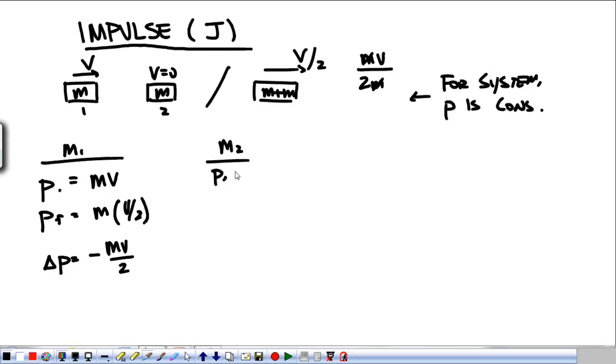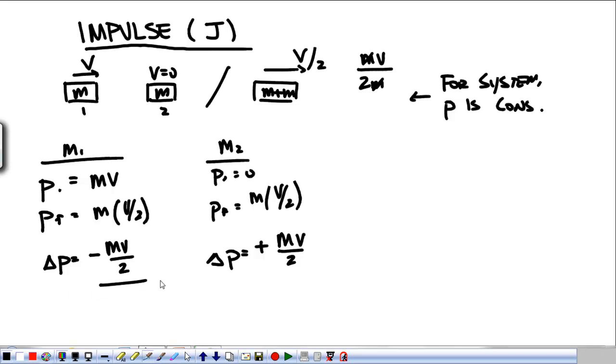Well, let's see what happens to mass 2. Mass 2, the initial momentum is 0, and the final momentum is m times v over 2. In this case, our change in momentum is positive mv over 2. So we see in this collision that the first mass loses some momentum and the second mass picks that up. So as a system, the momentum is conserved.